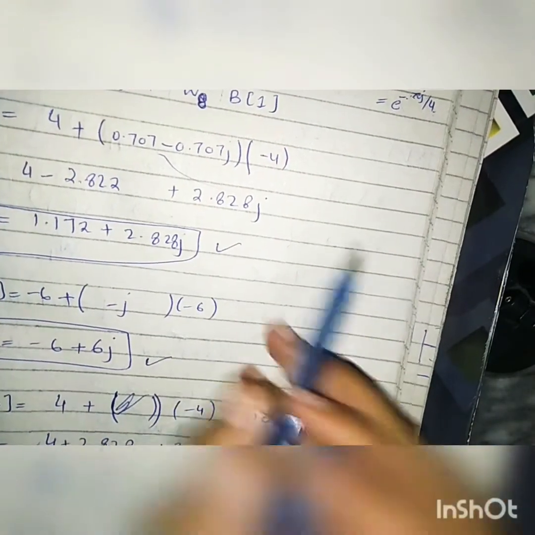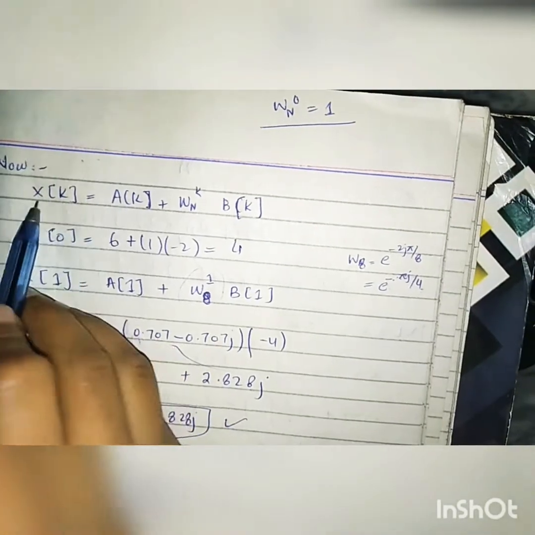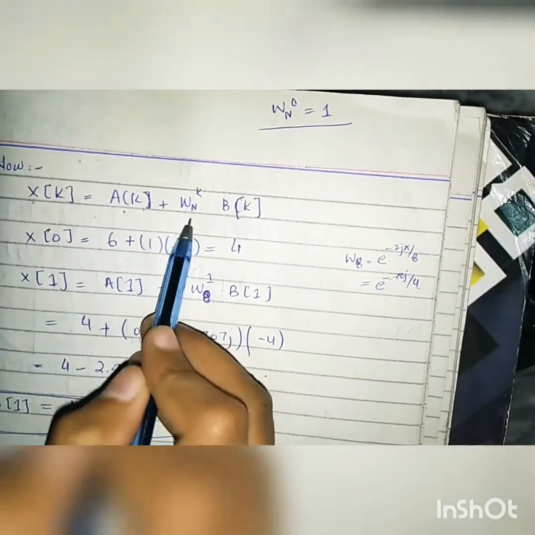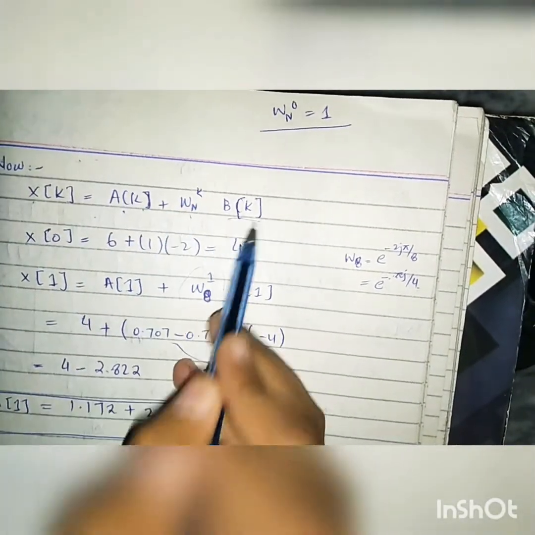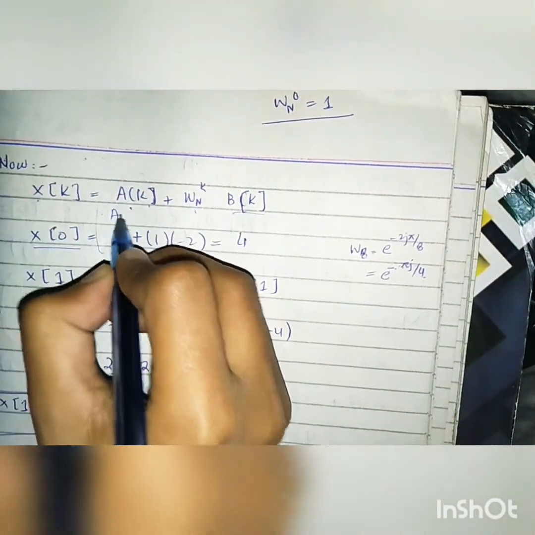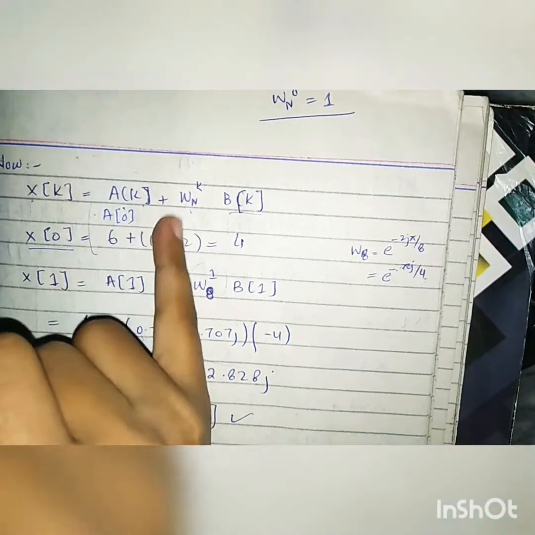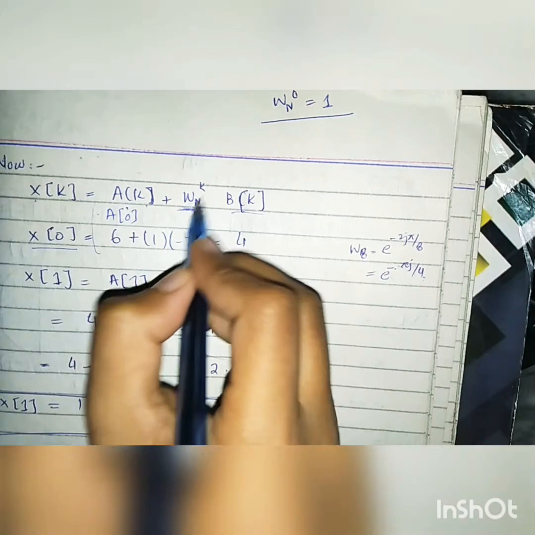Okay, so x of 1, x of 2, x of 3 and x of 4. Now we are going to test our formula, and the formula was x of k is equal to a of k plus omega n k b of k. So for x of 0 we will have a of 0, the even value, and then omega nk.